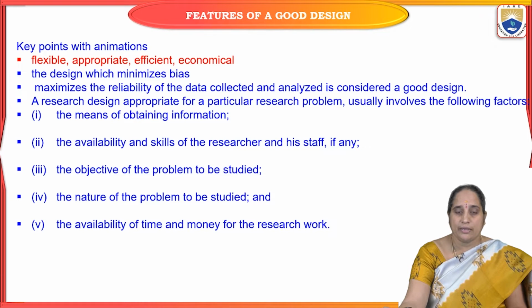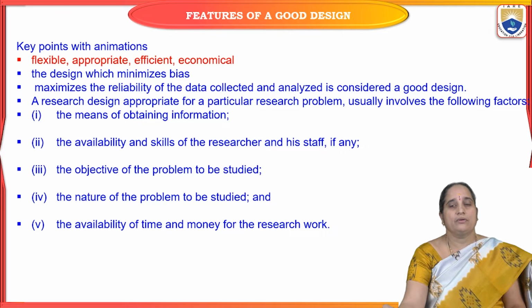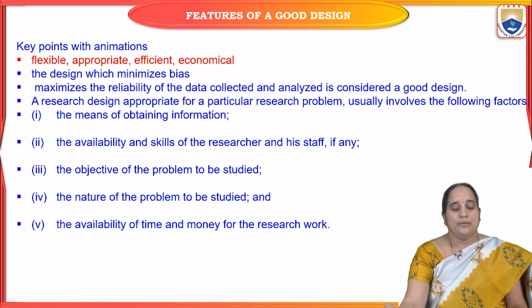Whatever data we are going to collect should be reliable, because we have to collect the original data, and there should not be any ambiguous things applicable in the research, and that data should be analyzed. Then it is known as a good research design. A research design appropriate for a particular research problem generally involves the means of obtaining information, which means how you are going to collect the data.